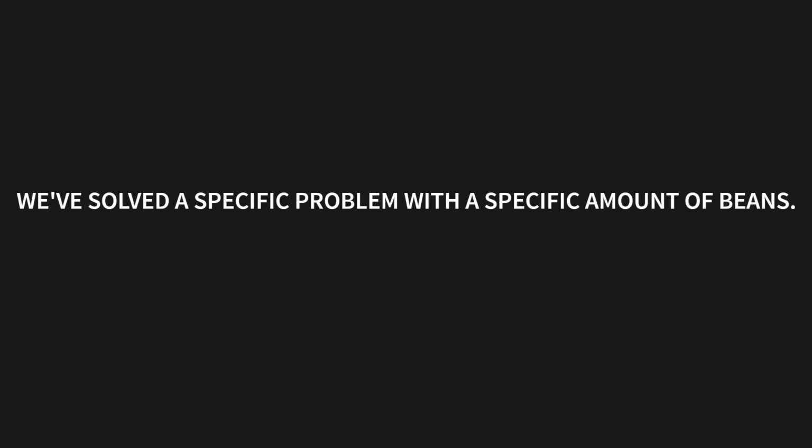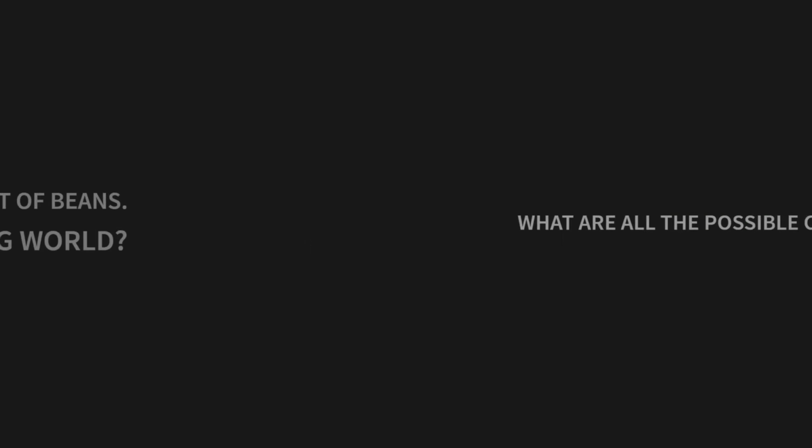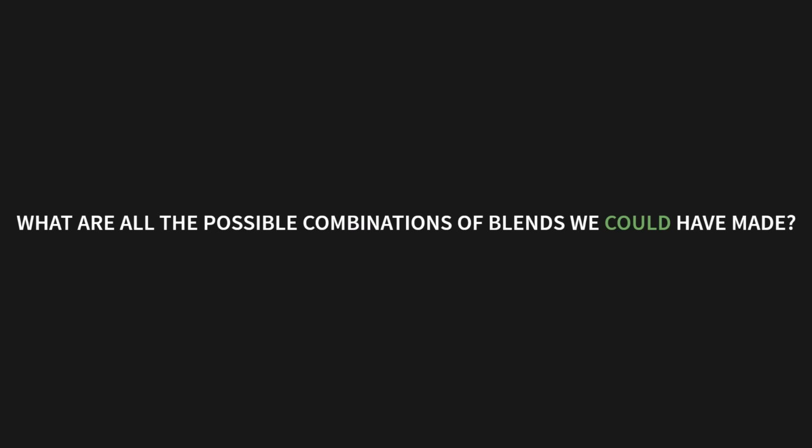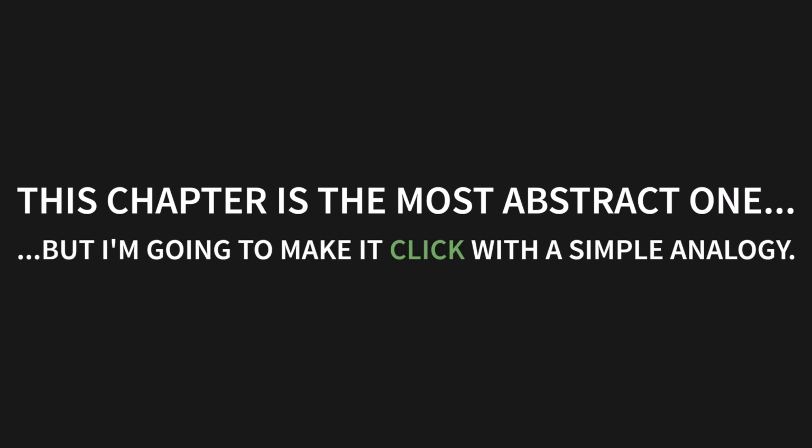So, we've solved a specific problem with a specific amount of beans. But what are the rules of this coffee-making world? What are all the possible combinations of blends we could have made? To answer that, we need to define the rules of the world our vectors live in. Now, I'll be honest, this chapter is the most abstract one we're going to cover, but I'm going to make it click with a simple analogy.